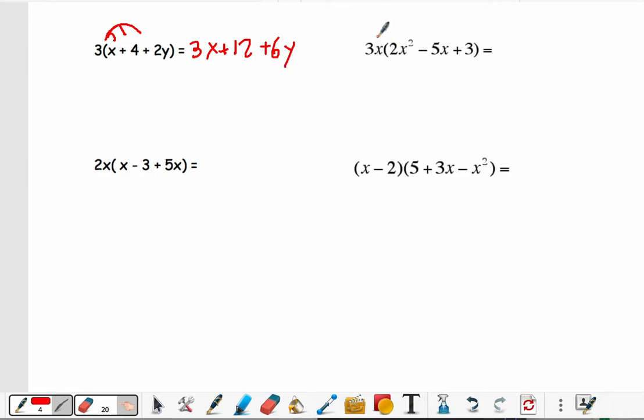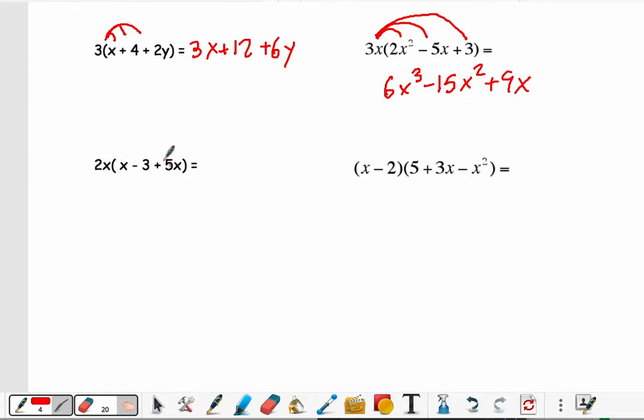Here you're going to distribute the 3x to every single piece. So we're going to be aware and remember all of our exponent rules. 3x times 2x squared is 6x to the third power, or 6x cubed, minus 15x squared plus 9x.